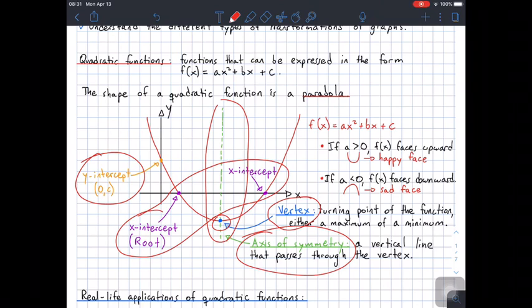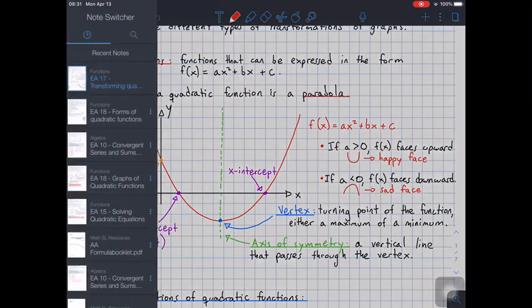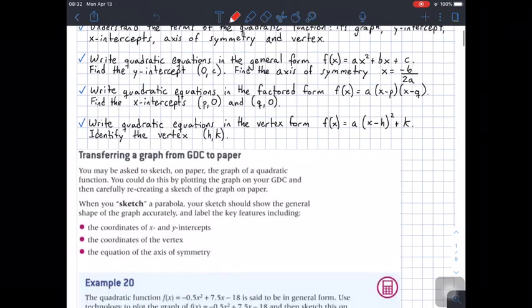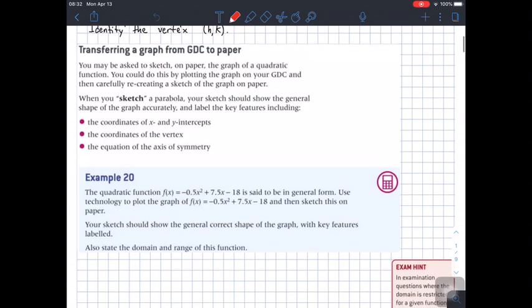And then we've seen what is the condition for the parabola to open upward or to open downward. Remember that a parabola opens upward if the value of a, the coefficient in front of the x squared value, is positive, and it will open downward if it's negative. Okay, so going back, we're going to start by using some GDC, using technology. If you have your calculators with you, I encourage you to practice this following what I will be explaining. It says, transferring a graph from GDC to paper.